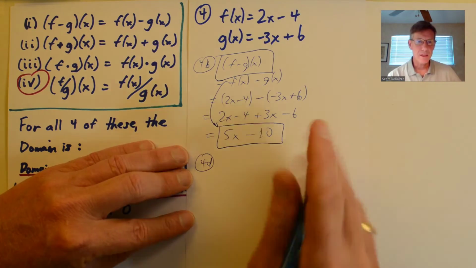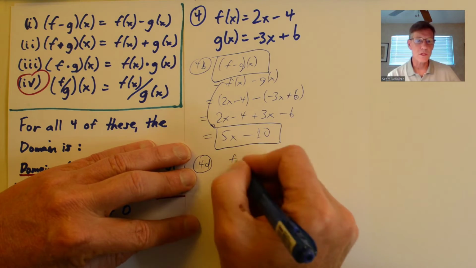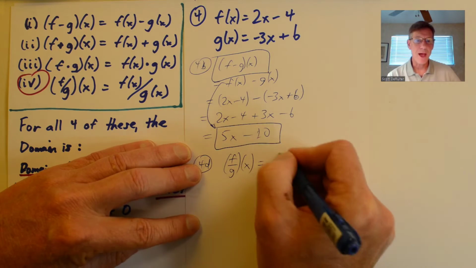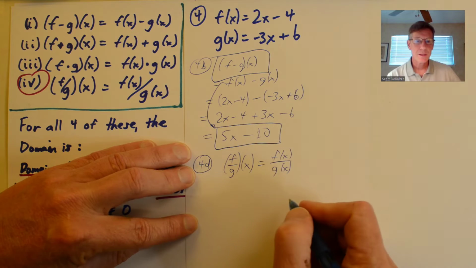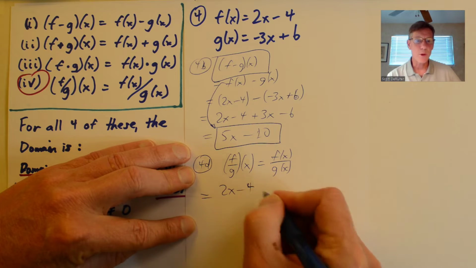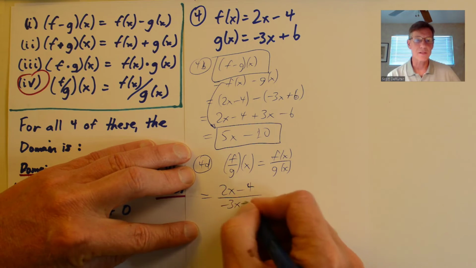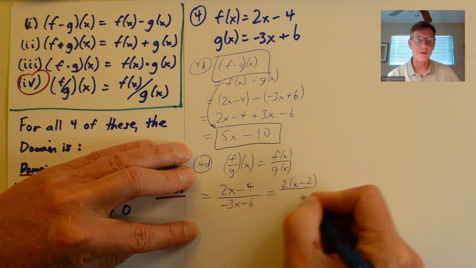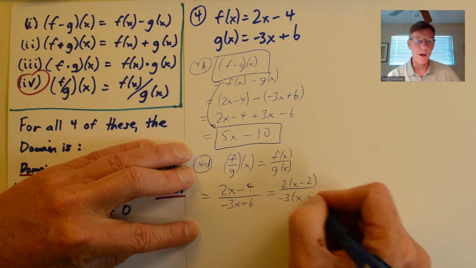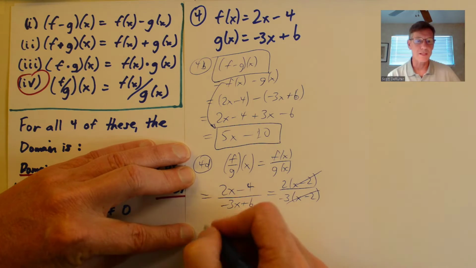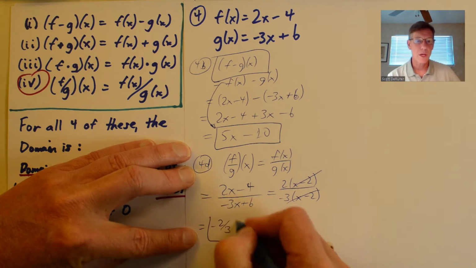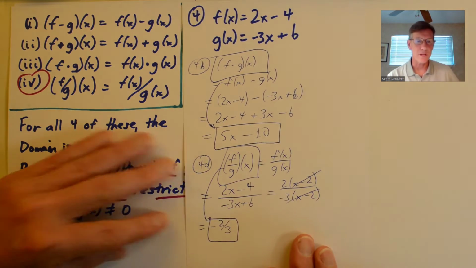4d is a quotient, so if we write the quotient and simplify, we find that we can factor both numerator and denominator, and that allows us to simplify this because there's a common factor of x minus 2 up above and down below, so we get a nice simple expression, negative 2/3. All right, now let's find the domain for each of these.